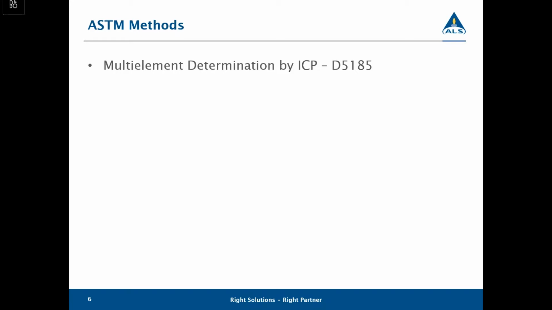One that we use in Phoenix is multi-element determination by ICP. ICP is inductively coupled plasma, and I'll talk about this a little bit later in this webinar. Multi-element refers to the metallic elements that we're looking for, whether it be aluminum, iron, copper, lead, or silicon. Some of those might be wear metals. Other elements that we look for could be contaminants, and this is how we determine them.